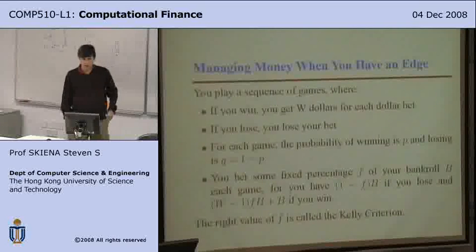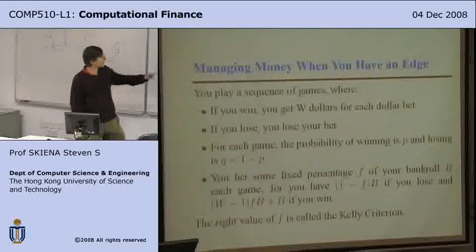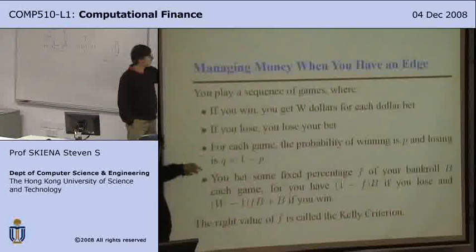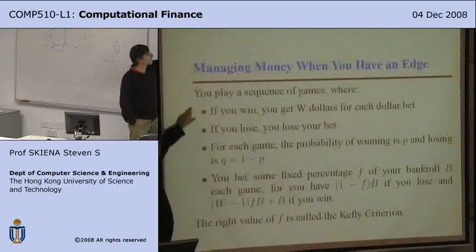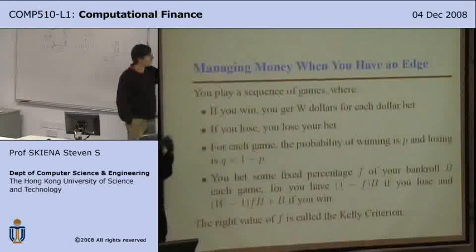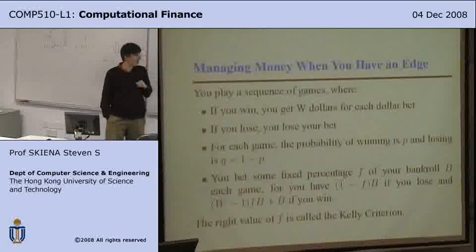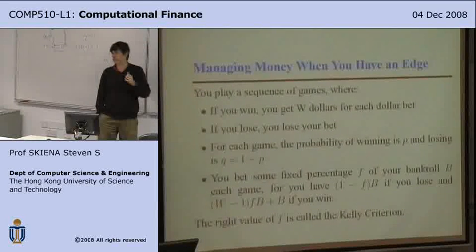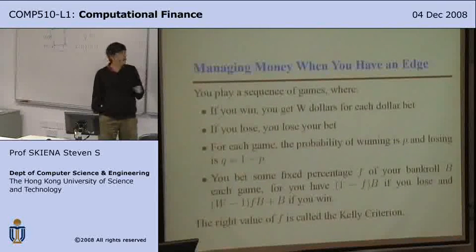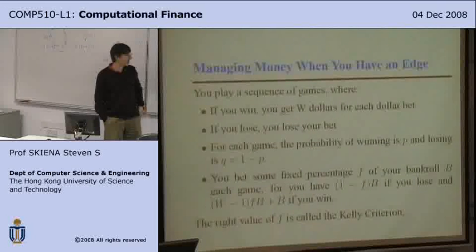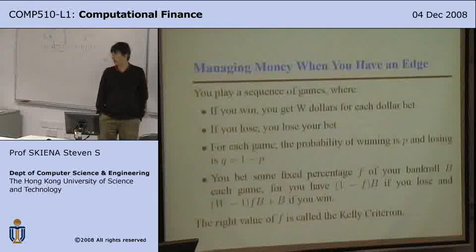W is fixed. You're letting P be equal to 1. W is fixed by the rules of the game. P and Q are fixed by the rules of the game. Your bankroll B is what you walk in with. That's fixed at the beginning. And you're going to keep playing in this casino with this money. Your only decision is how much you bet each time the game goes on.